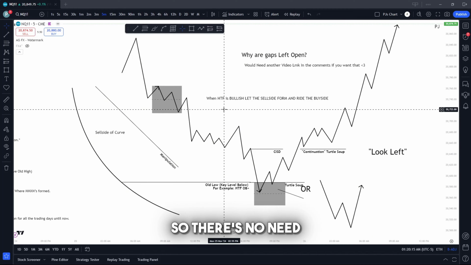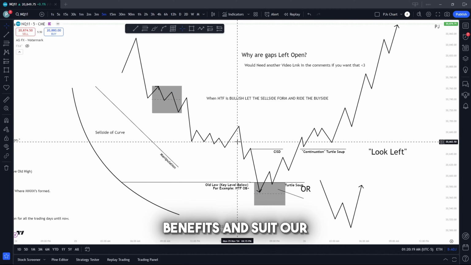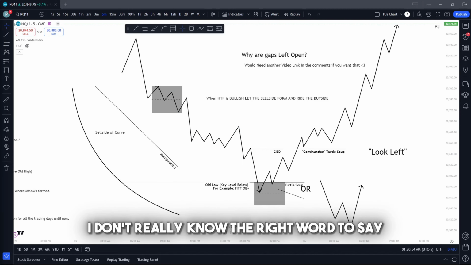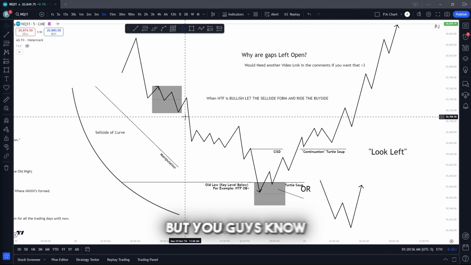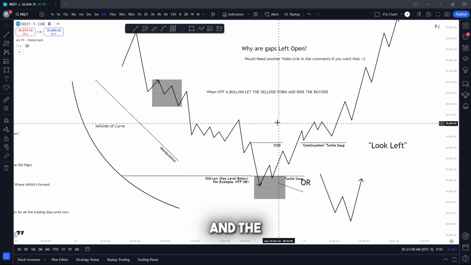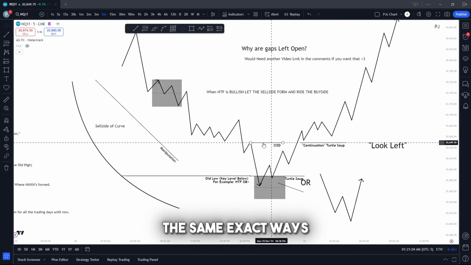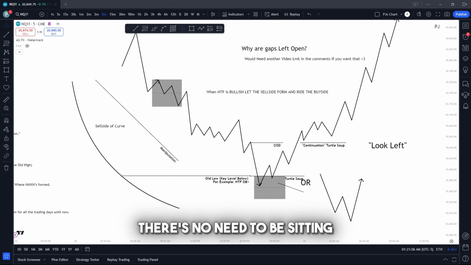So there's no need to be in trades that don't suit our benefits and suit our, I don't really know the right word to say, but you guys know what I'm looking for. It just doesn't suit exactly what we're looking for. And the most high probability setups form and continue the same exact ways. So there's no need to be sitting inside of a trade that you know is not going to play out, and or enter inside of a trade that you know is not inside of your rules.